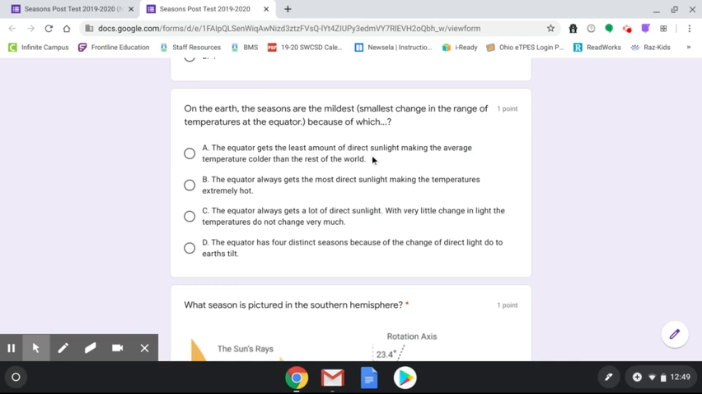Is it A, the equator gets the least amount of direct sunlight, making the average temperature colder than the rest of the world? B, oh, whoops, not meaning to pick an answer. Sorry, guys. Is it B, the equator gets the most direct sunlight, making the temperatures extremely hot? Is it C, the equator always gets a lot of direct sunlight with very little change in the light? The temperatures do not change very much. Is it D, the equator has 4 distinct seasons because of the change of direct sunlight due to the Earth's tilt?